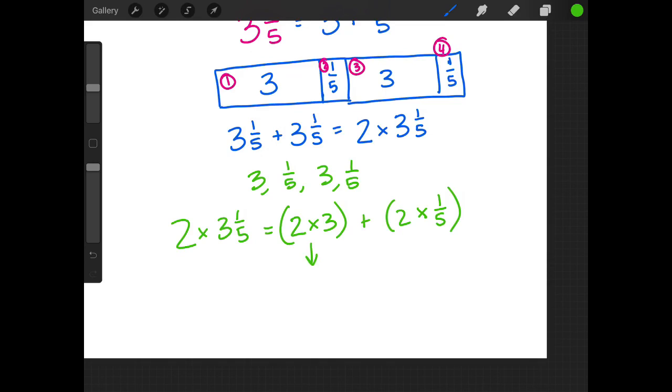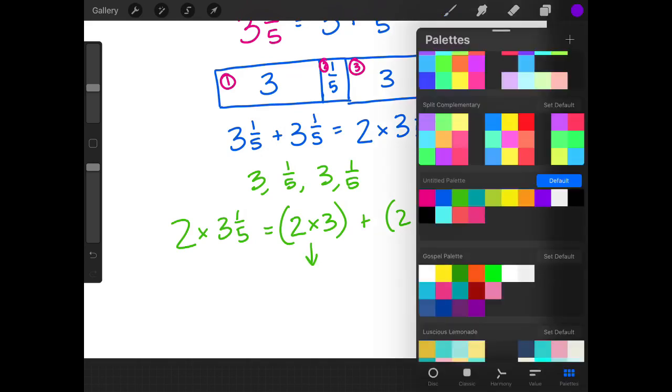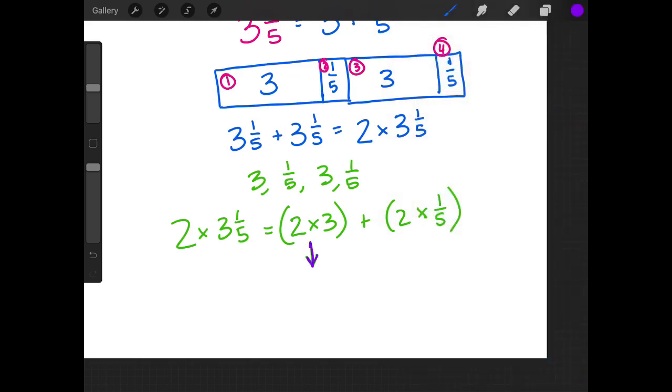2 times 3, let's get a different color here, let's do purple. 2 times 3 is equal to 6. I still have my plus sign here, the plus sign doesn't change. And now I come and I do the next one, 2 times 1/5. That's equal to 2 5ths.